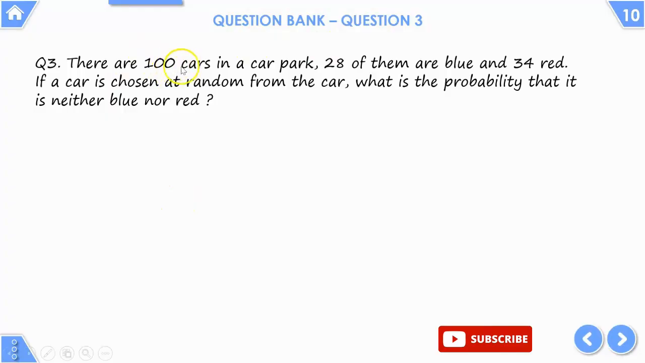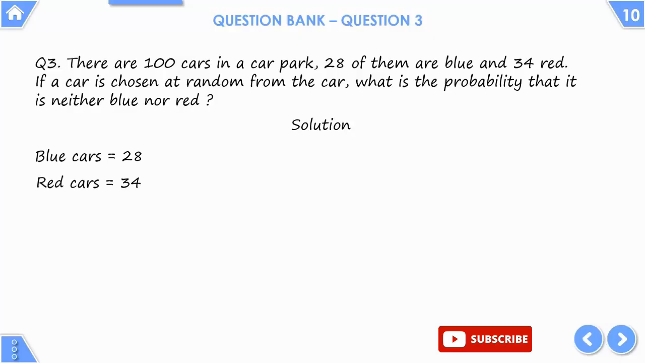There are 100 cars in a park. 28 of them are blue and 34 red. If a car is chosen at random from the cars, what's the probability that it is neither blue nor red? Let's remember, neither blue nor red means it's not any of them. We cannot consider any of them. So we are going to choose cars that are not blue and not red.